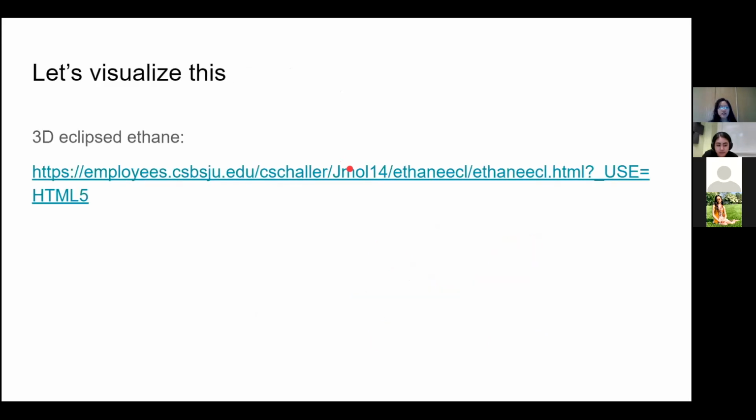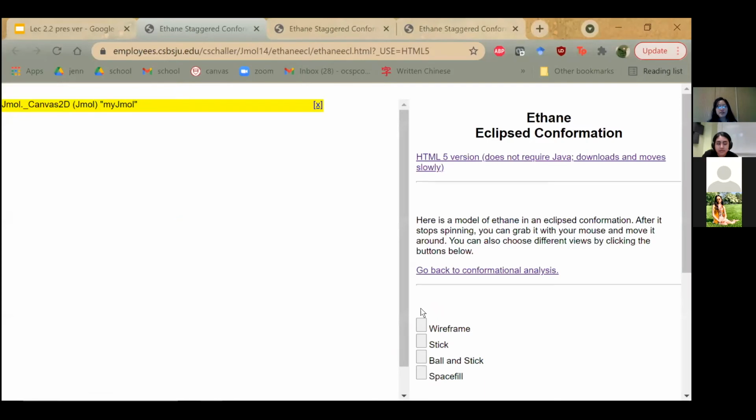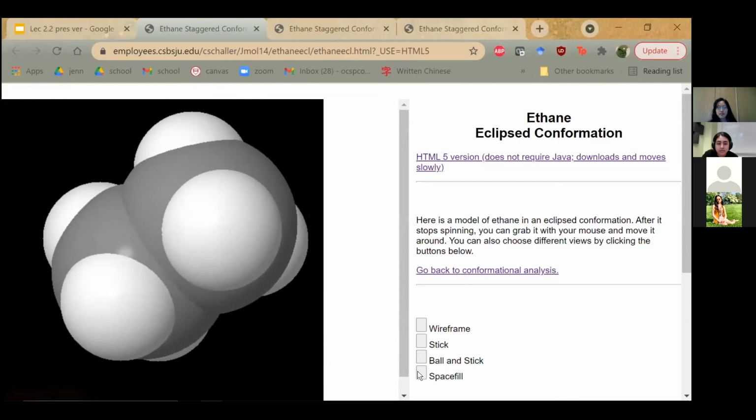So I've included this link in the PowerPoint, but oh God, I forgot I can't view anything when I'm doing this. One second. I might have to just reload it. Okay, this works.